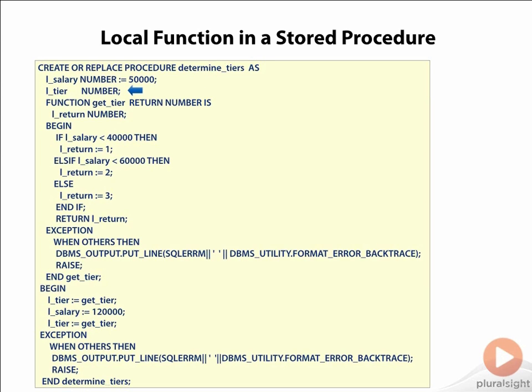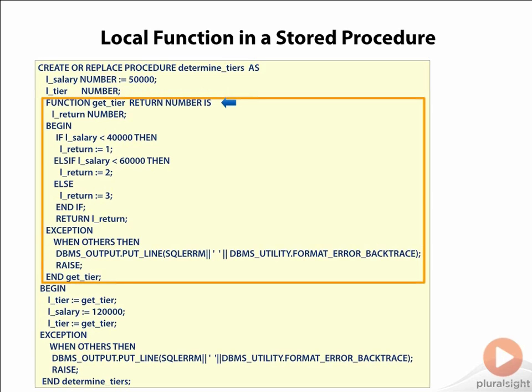Next, we define a local function getTier which returns a number. Note there is no create or replace in the beginning of the declaration of the function. We declare L return of type number. Inside, it refers to the L salary variable of the parent procedure. And if it is less than 40,000, then L return is assigned a value of 1.